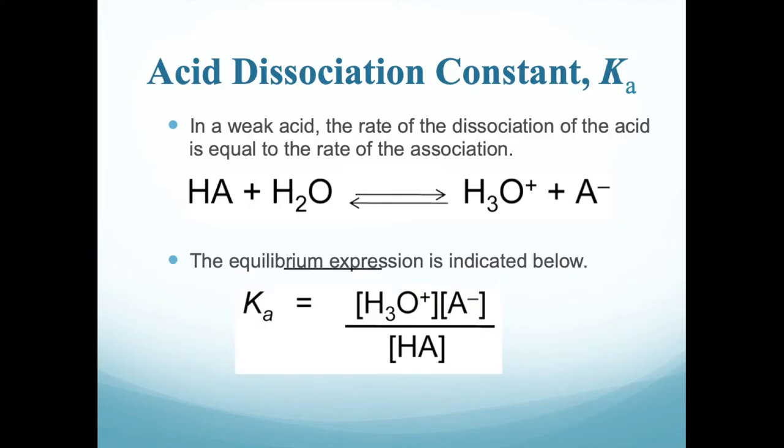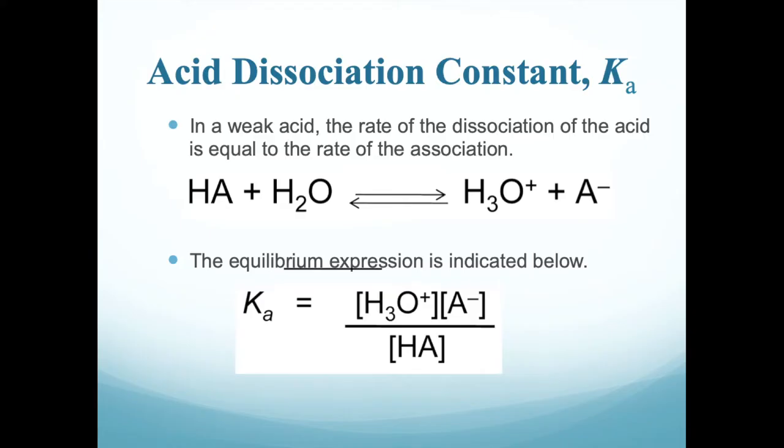All right. Now you might not see Kas for strong acids very much because they aren't really described as equilibria, but technically you can. You'll just get a very, very large number for Ka. So that's why you typically don't bother treating it as an equilibrium at all.